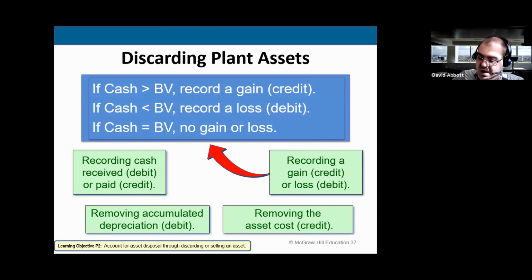If the cash received is less than the book value of the asset, a loss will be recorded. When the amount of cash is exactly equal to the book value of the asset, there will be no gain or loss in connection with the disposal. Now, let's look at the specific example of disposal of a plant asset.